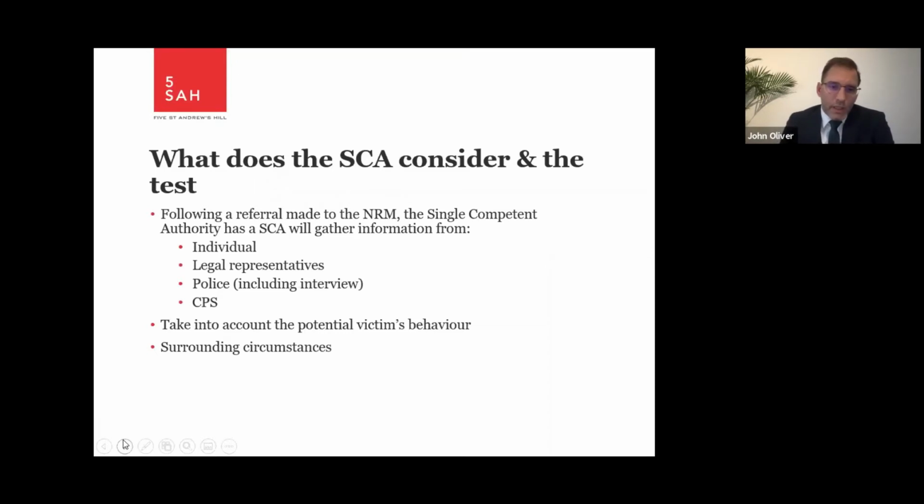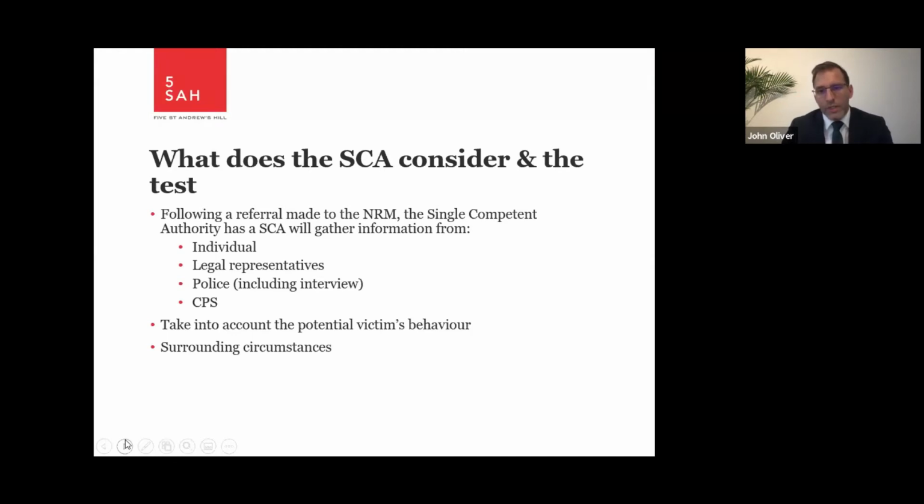So the single competent authority, again, with various organisations, including the police, will gather information about the individual, from the individual themselves, potentially from legal representatives, from the police and the CPS. Now, from the police's point of view, if they are the ones making the referral, it's likely, or sometimes the case at least, that they've identified the potential for modern slavery at the point of arrest.